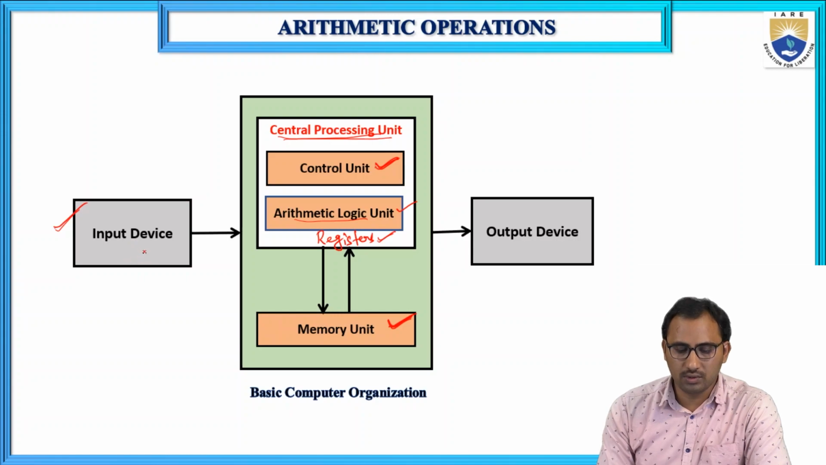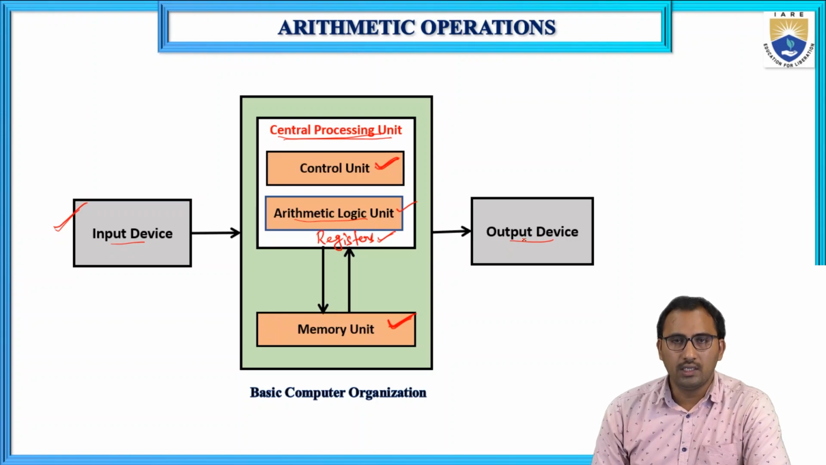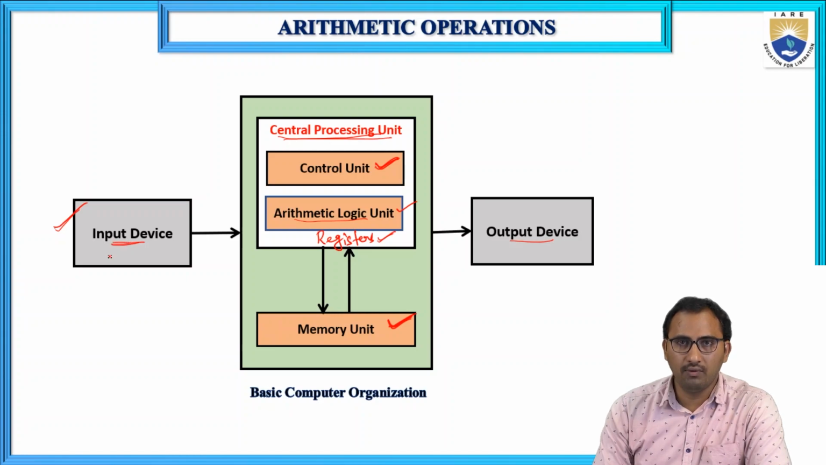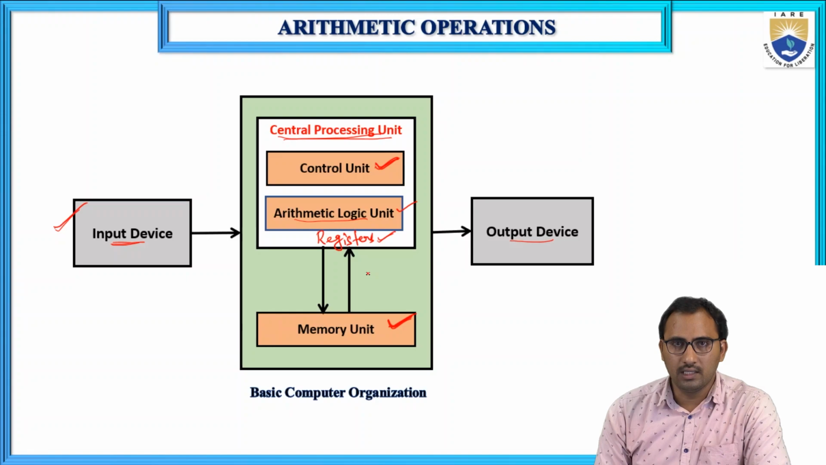The third one is the I/O subsystem. It includes the input devices and the output devices. This I/O subsystem provides a facility to interact with the outside world, because the computer accepts input data from the external world. Through the input device, the computer accepts the input data. After that, the CPU processes the data and generates the results, and those generated results are given to the user through the output device. So this is the basic computer organization.